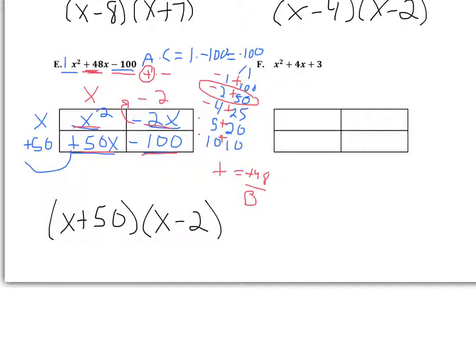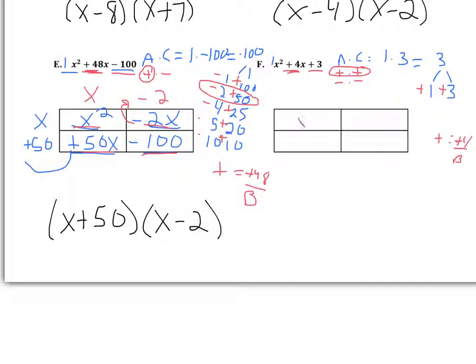Alright, for our last one, we have 1x squared plus 3, so we have A times C equals 1 times 3, and that equals 3, and the factors of 3 are 1 and 3. And we have to add our factors up and get 4 positive. That's our B. So let's see. If we have a positive 3, we need a positive times a positive, or a negative times a negative. The 4 is positive, so it's positive, positive, so this is plus, plus.